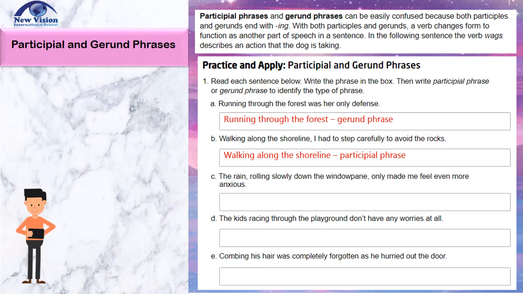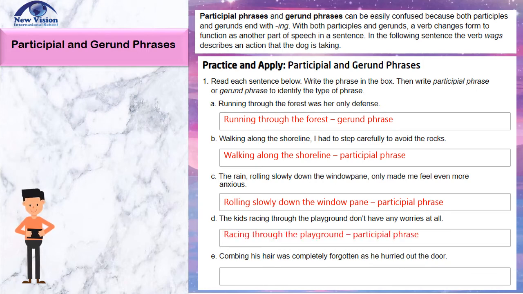C. The rain rolling slowly down the window pane only made me feel even more anxious. The phrase is rolling slowly down the window pane. It's a participial phrase. D. The kids racing through the playground don't have any worries at all. Racing through the playground is a participial phrase. Lastly, E. Combing his hair was completely forgotten as he hurried out the door. The phrase is combing his hair, and it's a gerund phrase.